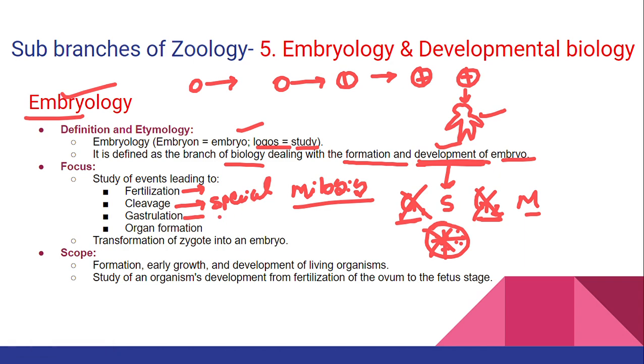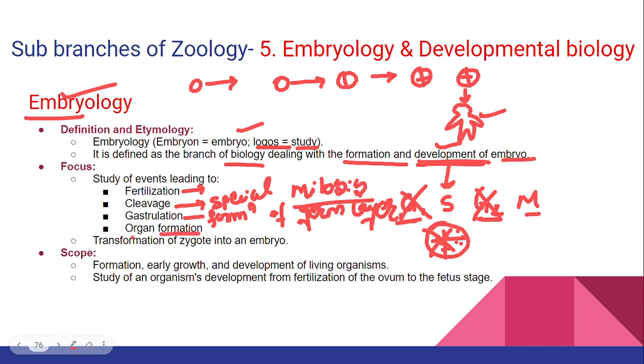Then what is gastrulation? Gastrulation is nothing but the formation of 3 germ layers, or I can say 2 germ layers, because in upcoming classes we will see some organisms have only 2 germ layers and some have all 3 layers, right? So the formation of germ layers, we call gastrulation.